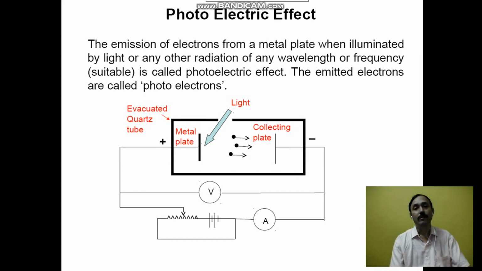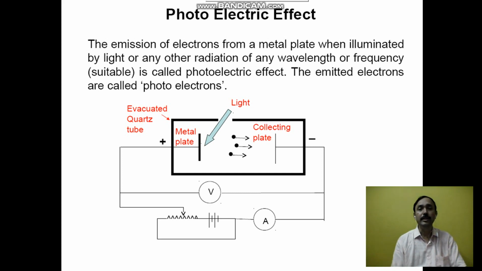Now come to this part. Now in reverse bias, what will happen? Here the plate is connected with the positive terminal. Initially in forward bias, the plate was connected with the negative terminal. Here there is the collector. Collector is connected with the negative terminal in this reverse bias condition. Now light of suitable frequency is falling onto this. Everything is kept in an evacuated quartz tube.